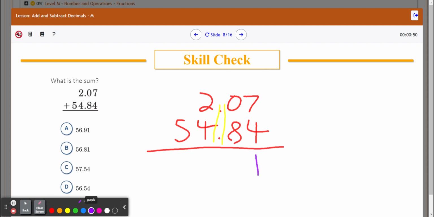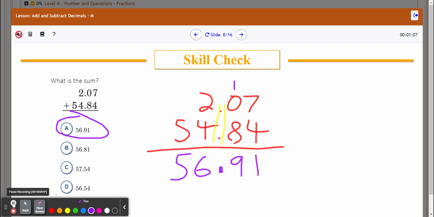7 plus 4 is 11, carry the 1. 1 plus 8 is 9. Now again, make sure your decimal lines up. It's right underneath the other two decimals. 2 plus 4 is 6, and 5 plus 0 is 5. So you get the answer 56.91.